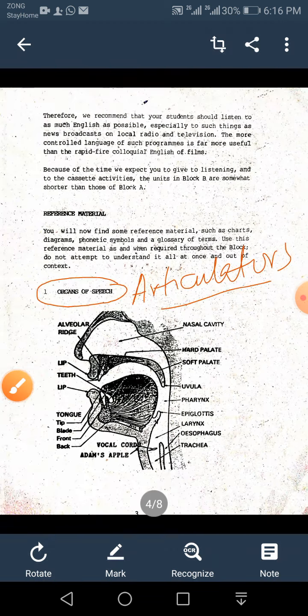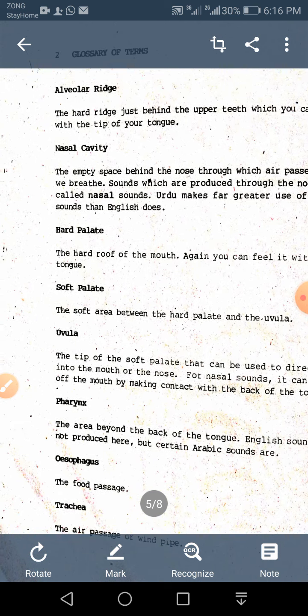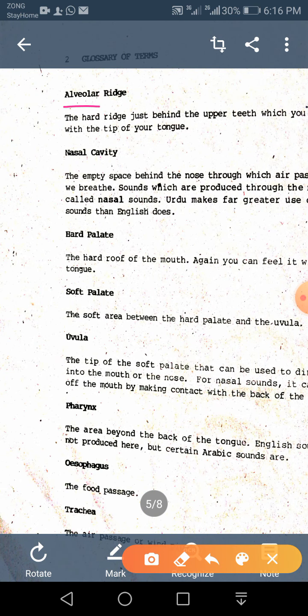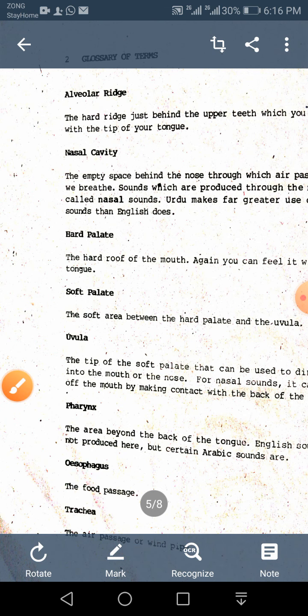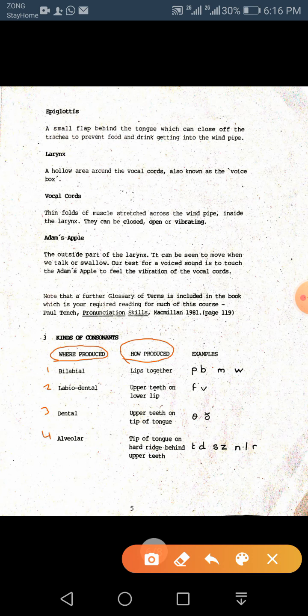Okay, now on the next page we have details of these organs. You can read this detail: alveolar ridge. Definitions have been given: nasal cavity, hard palate, soft palate, uvula, pharynx, esophagus, trachea, etc. You need to read these. On the next page we have the epiglottis, larynx, vocal cords, and then the Adam's apple. This is the outer part of the voice box.